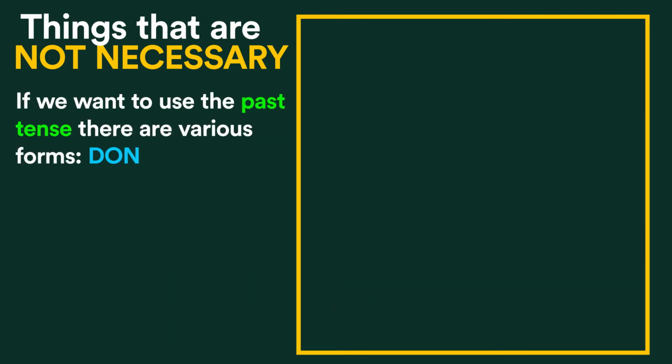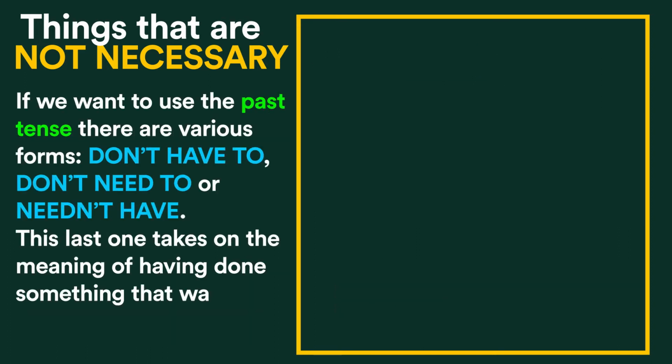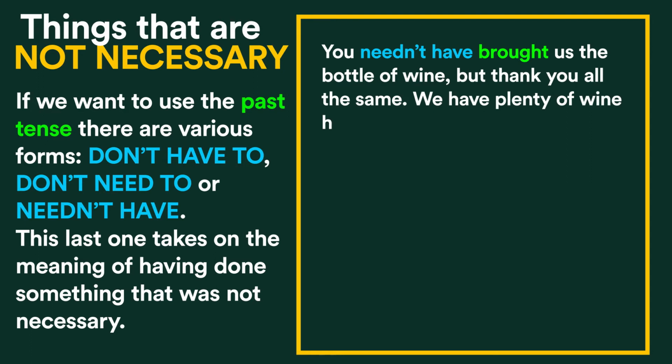If we want to use the past tense, there are various forms. Don't have to, don't need to, or needn't have. This last one takes on the meaning of having done something that was not necessary. For example, you needn't have bought us that bottle of wine, but thank you all the same. We have plenty of wine here.